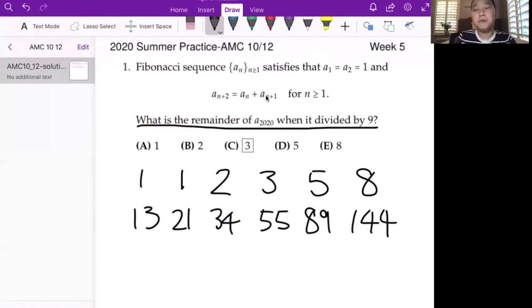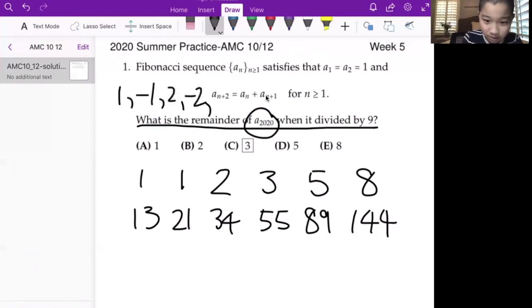Whenever you have some really big number that doesn't seem to be that interesting as a number, it's very interesting as a year, but it's not very interesting as a number. In these cases, it's almost always a repeating sequence, or it has some pattern, like 1, -1, 2, -2, and so on. So it says when it's divided by 9. So maybe we can take the remainders of each of them when they're divided by 9.